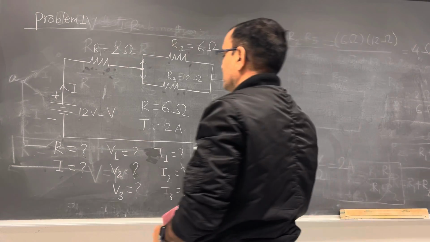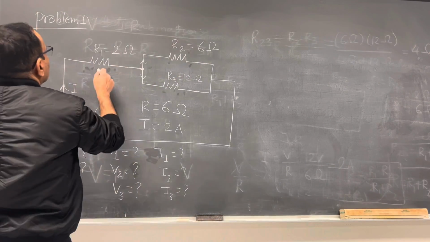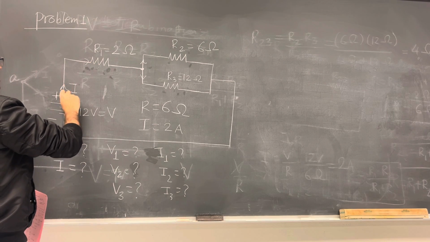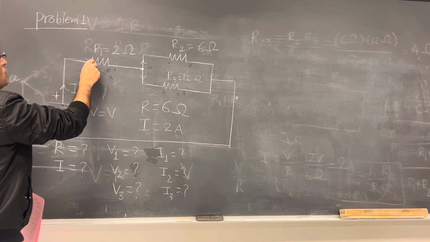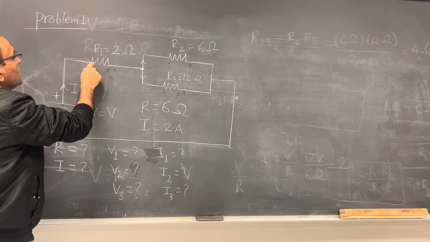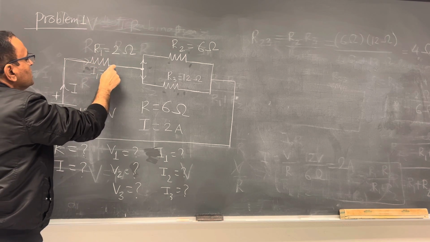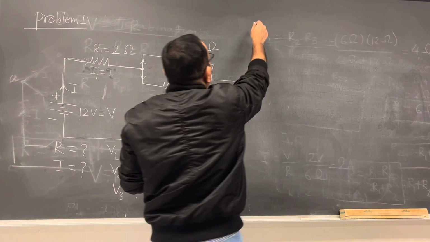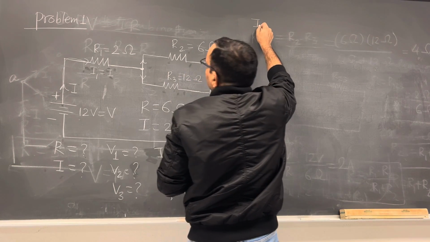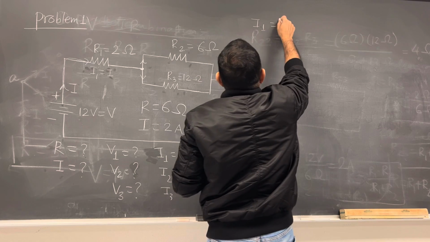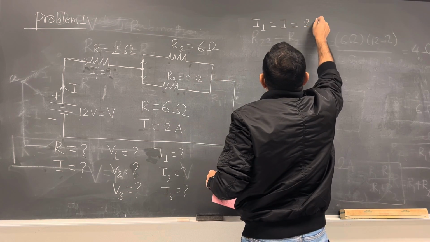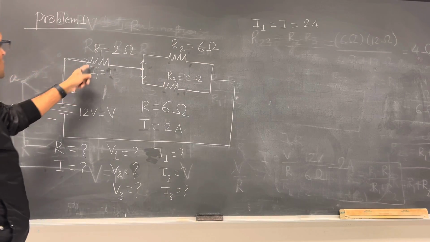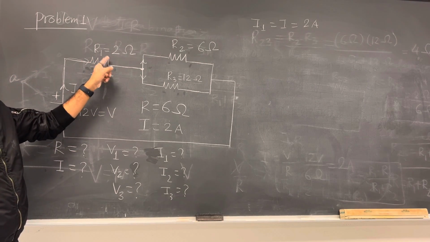First look here. I want to calculate the current here. The total current is I. So the current I is passing through here, but there is no division of current right there. So if you want I1, I1 is equal to I, because there is no division here. So it is really straightforward. I1 equals I equals 2 ampere. The total current in the circuit is equal to the current right there also.